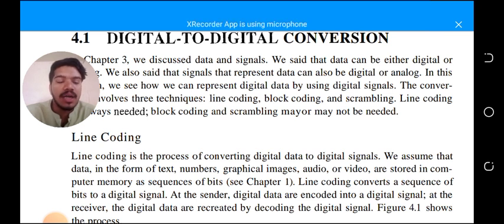Digital data are encoded into a digital signal at the sender. At the receiver, the digital data are created by decoding the digital signal.